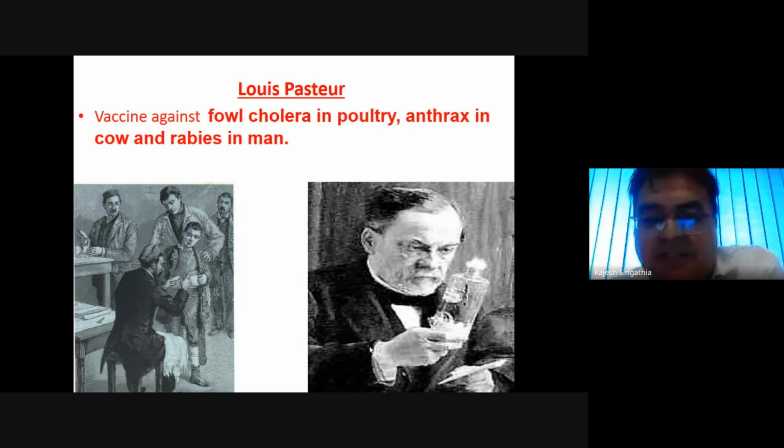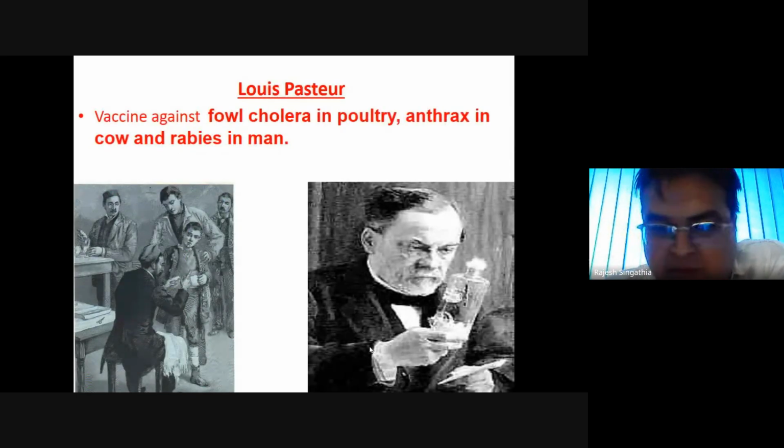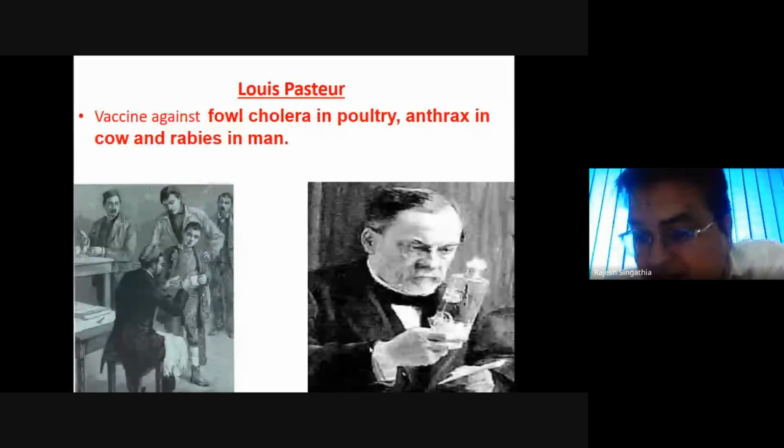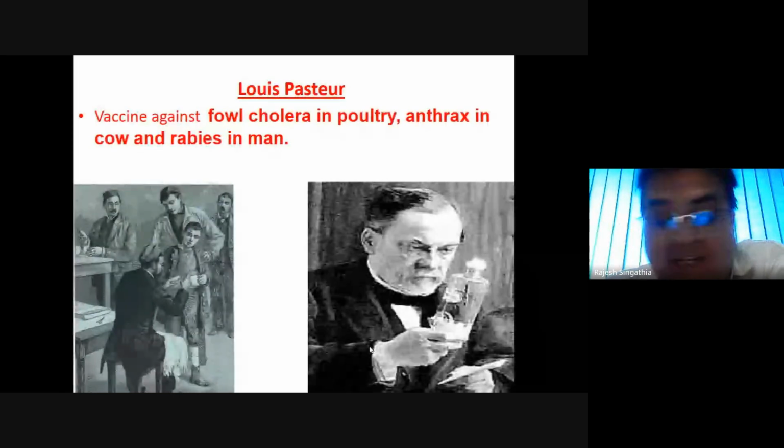First of all, he inoculated the rabies vaccine into an 8-year-old boy, Joseph Meister. Joseph Meister had been very badly bitten by a rabid dog, and his chances of survival were very slim. In 1885, Louis Pasteur inoculated his vaccine into Joseph Meister, and Joseph Meister survived. Later on, Joseph Meister served as a caretaker of the Pasteur Institute in Paris until his death in 1940 at the age of 64.